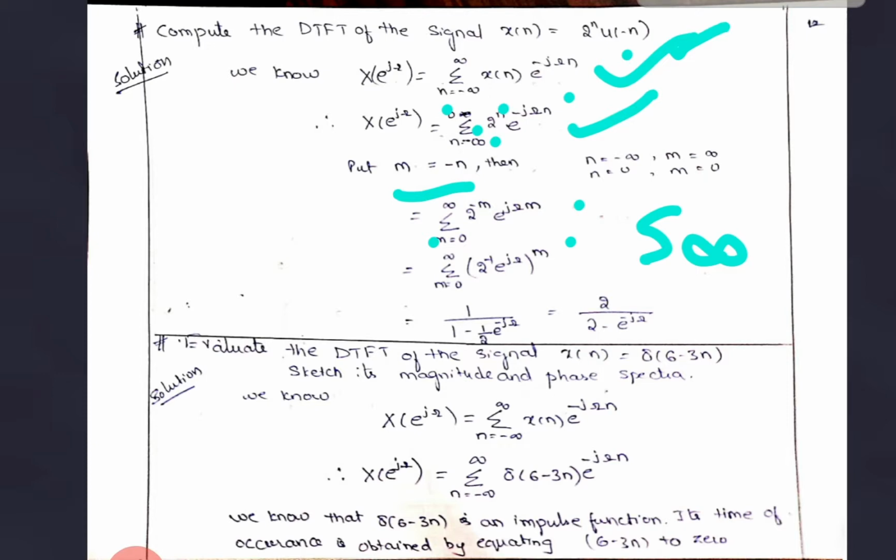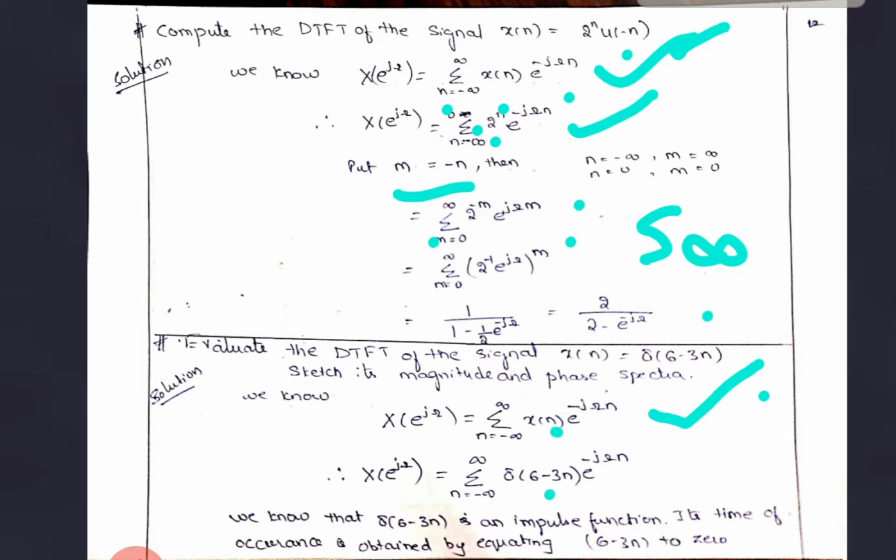Evaluate the DTFT of the signal x of n is equal to delta of 6 minus 3n. Sketch the magnitude and the phase spectrum. So we know the formula of the DTFT: x of e raised to j omega is the summation from n equal to minus infinity to plus infinity of x of n e raised to minus j omega n. Here x of n is given as delta of 6 minus 3n.